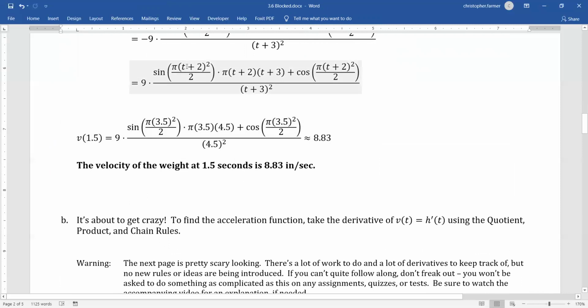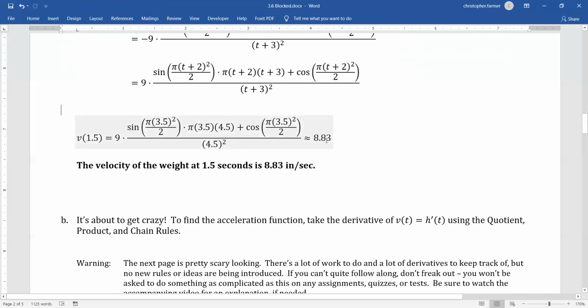And if you put in 1.5, you'll get a 3.5 in the trig functions that need to be squared. 1.5 plus 2 is 3.5, 1.5 plus 3 is 4.5. I'm not going to show this in a calculator by any means, but that just ends up being a calculator problem. Do make sure that your calculator's in radians. Remember that in a calculus class, in general, unless you're told otherwise, you do need to be working in radians. And you throw that in there, you're going to end up with 8.83.